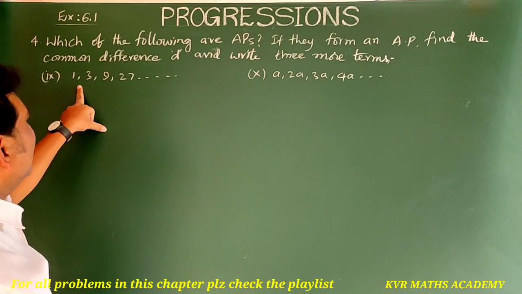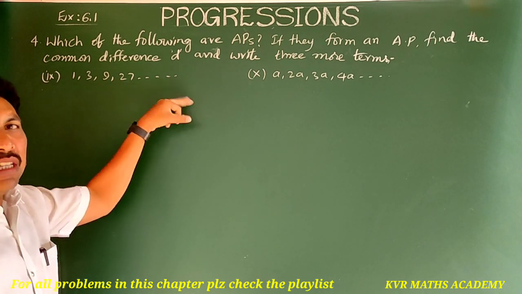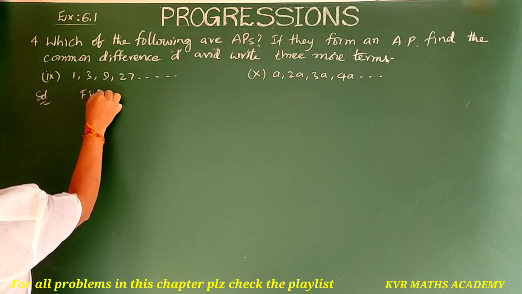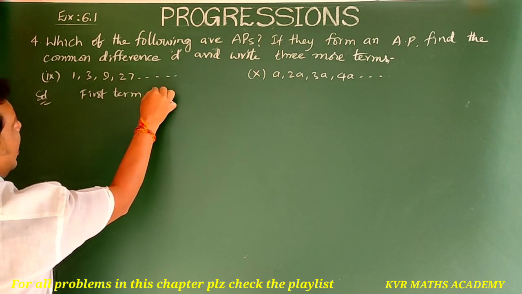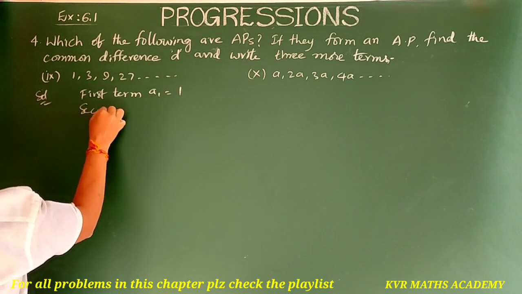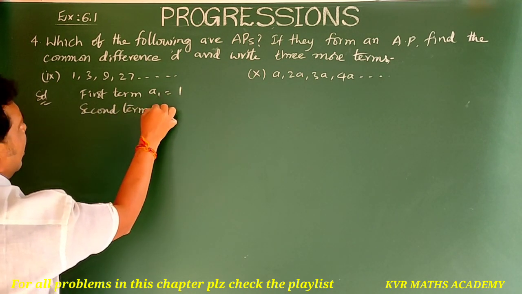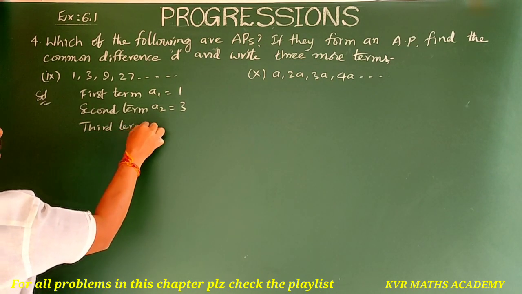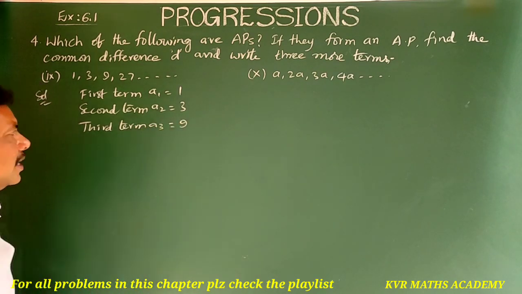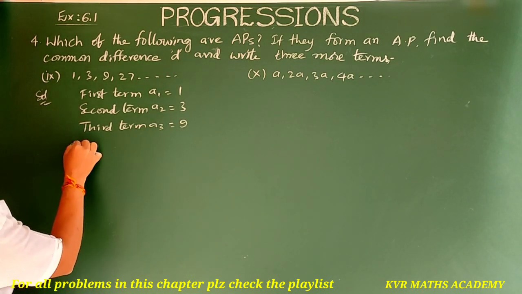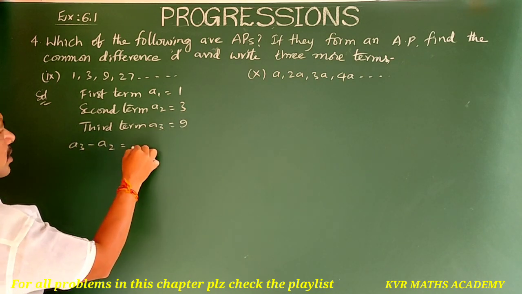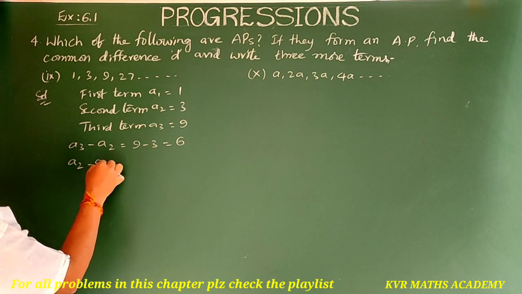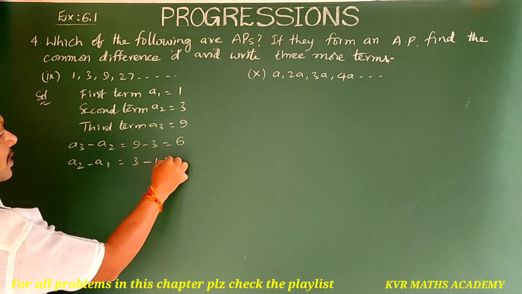Next, 9th question. 1, 3, 9, 27 and so on has been given. Solution. First term a1 is equal to 1. Next, second term a2 is equal to 3, and third term a3 is equal to 9. So let us find a3 minus a2. a3 minus a2 is equal to 9 minus 3, that is 6. Next, a2 minus a1, that is 3 minus 1, which is equal to 2.